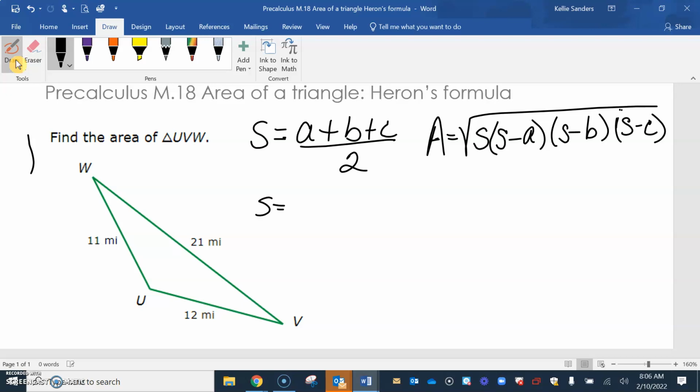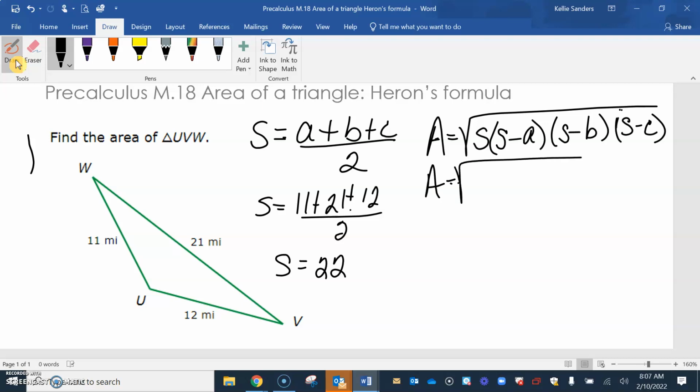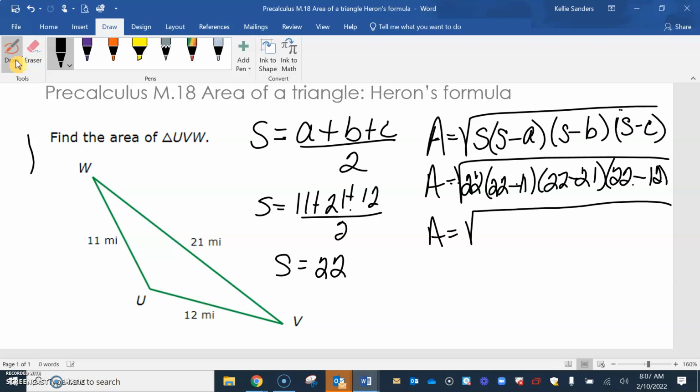So we're going to find S on this one first. We're going to do 11 plus 21 plus 12 and divide by 2. And 11 plus 21 plus 12 divided by 2 is 22. So area is the square root of 22 times 22 minus 11 times 22 minus 21 times 22 minus 12. You can plug all of that into the calculator. I'm going to do it a little bit more step-by-step-ish.